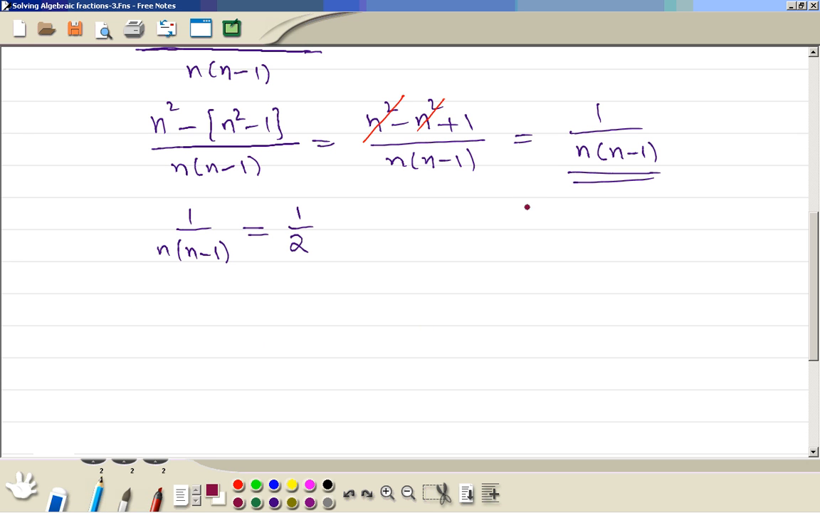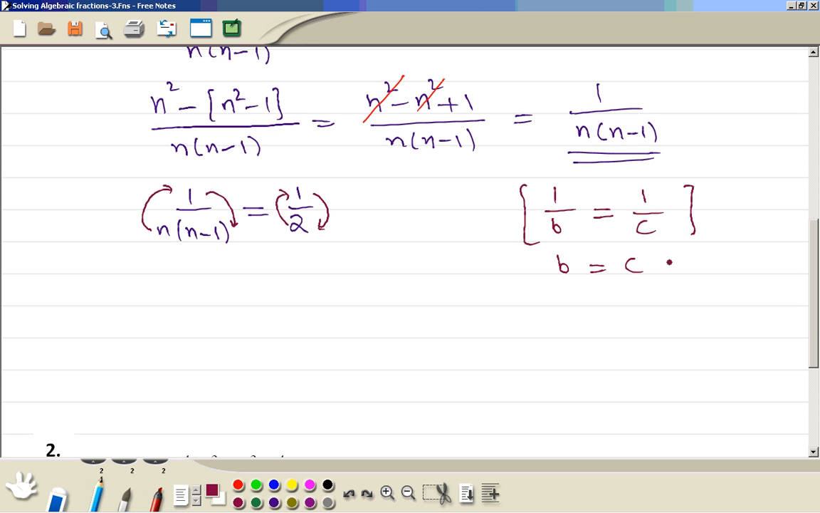So this is the flipping upside down method. If you have 1 over b equal to 1 over c, you can flip this, which is basically b equal to c. So what we'll be doing here, this goes on the top, that comes on the bottom. If we're doing this side, you do the same thing on the other side. So flip both sides, we get n times n minus 1 equal to 2. So that's n squared minus n equal to 2.